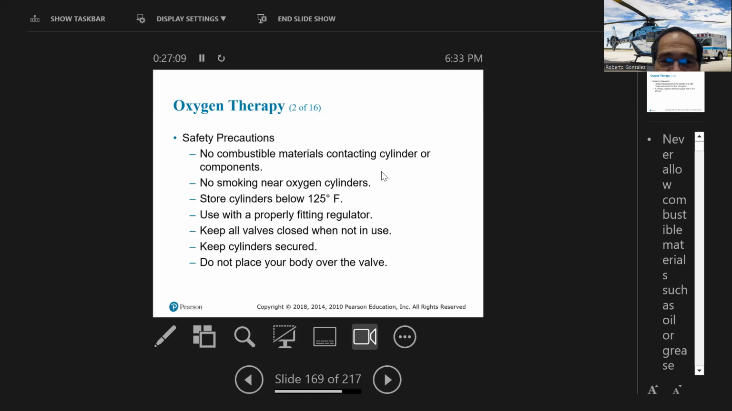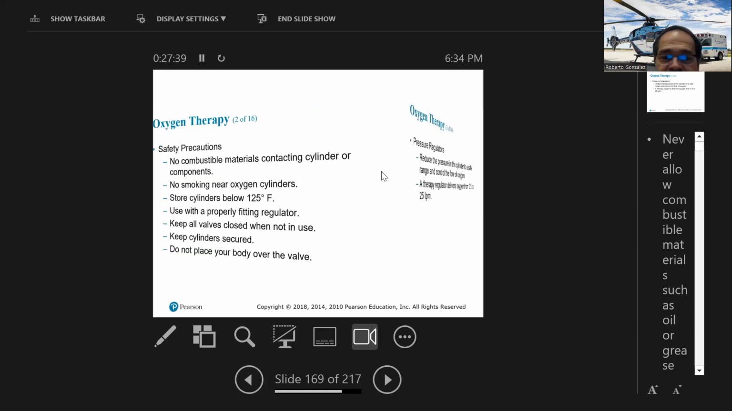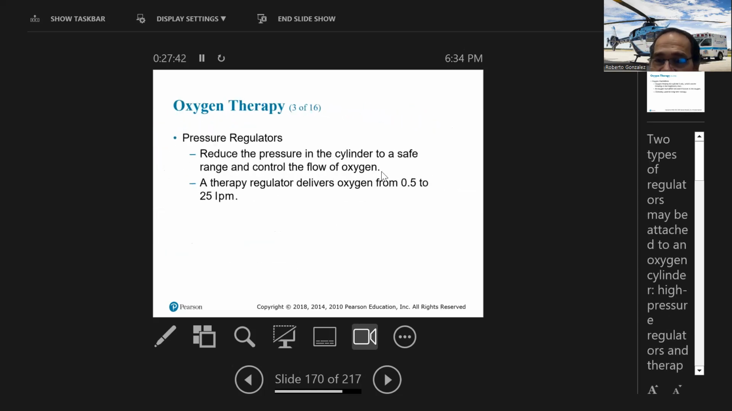Use a properly fitting regulator, the oxygen regulator. Keep all valves closed when not in use, and keep cylinders secured so they don't fall down. And do not place your body over the valve itself, because the pressure might be very, very high, where air can actually be forced in under the skin. I know it sounds kind of incredulous, but it could happen.